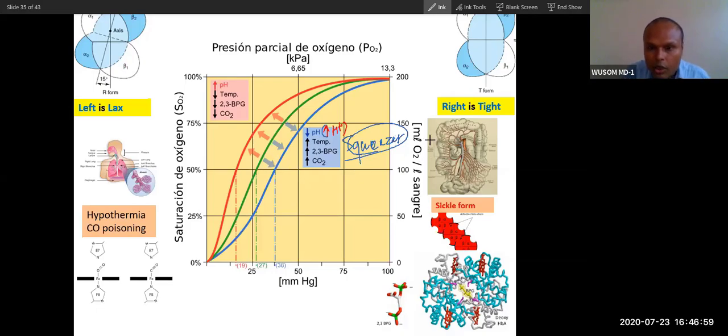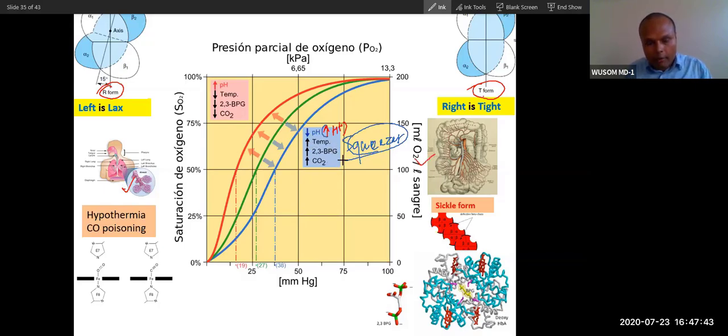Right shift is correlated with what? The taut, T form of the hemoglobin. Right shift is correlated with the T form of hemoglobin, and left shift is correlated with the R form of hemoglobin. Left is lax. So which components will convert this hemoglobin into taut form? When oxygenated hemoglobin from the lungs reaches the tissue, that is how you can relate. Why I put this here is to designate lungs. At the lungs it becomes relaxed, since the lungs are at left, and then it goes to the tissue.